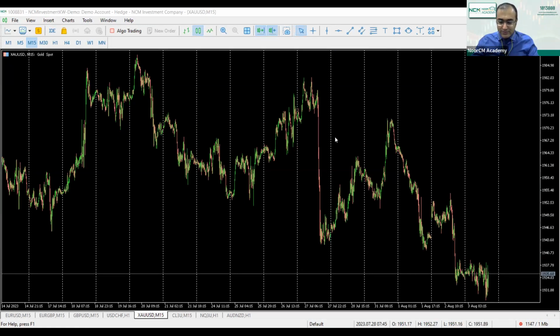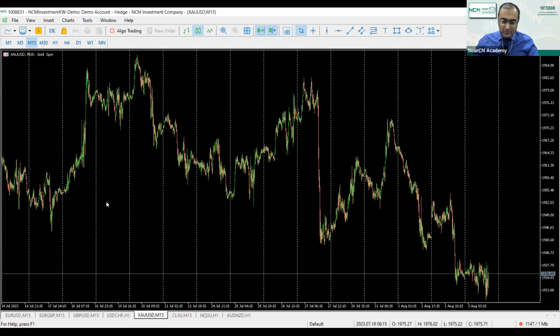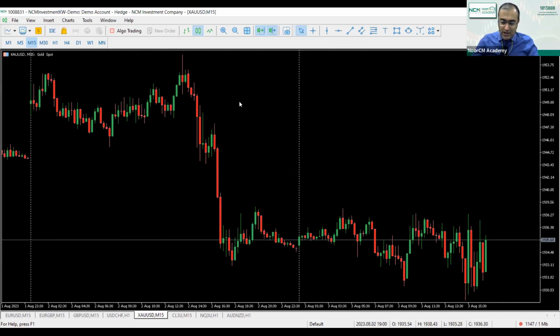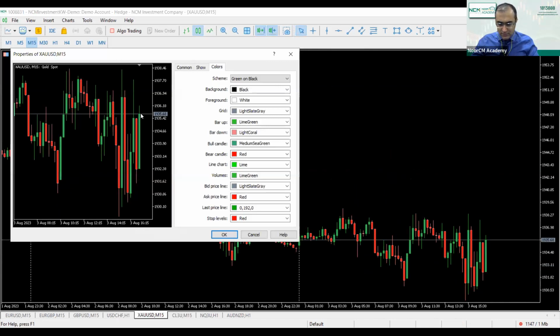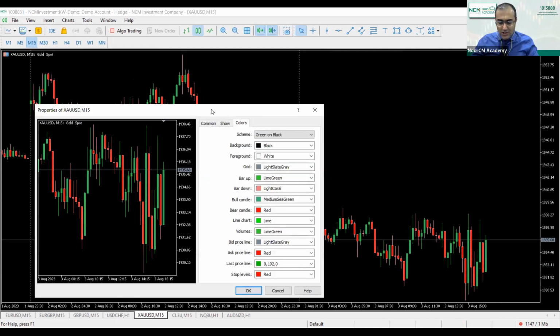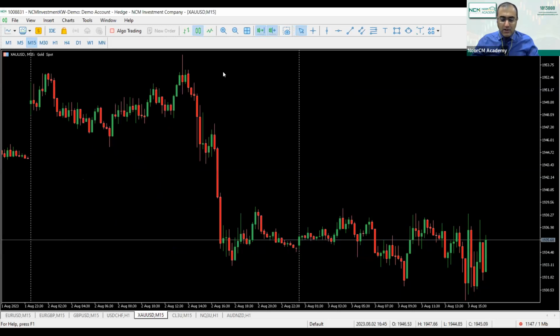Okay. Now, let us set up the chart. This is the gold chart. I'm not going to teach you in detail how to interpret or read the chart, but I'm going to right click on the chart and go to properties. When you watch this lecture again and want to set up your trading platform, just change the colors as per the color scheme that you see here. And that's it for now.